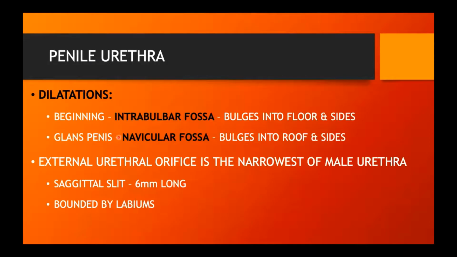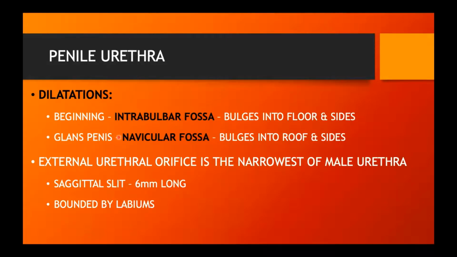So in penile urethra, we can find some dilatations. One dilatation near the beginning of the urethra, which we call the intrabulbar fossa, which actually bulges into the floor as well as the sides. Whereas another dilatation is present near the glans penis, which is called the navicular fossa, which usually bulges into the roof as well as sides of the urethra. So two dilatations, one is the intrabulbar fossa, other one is the navicular fossa.